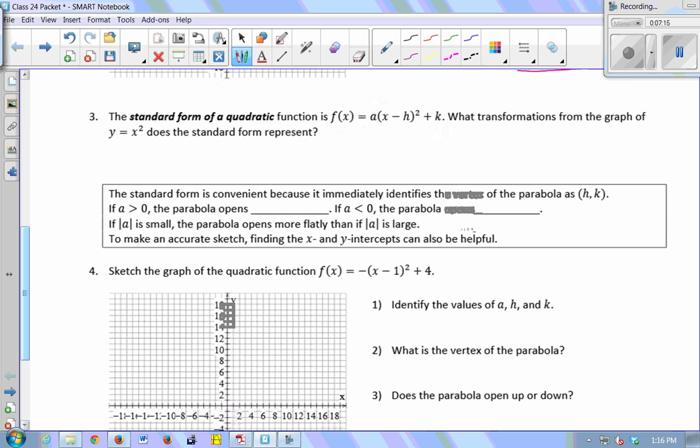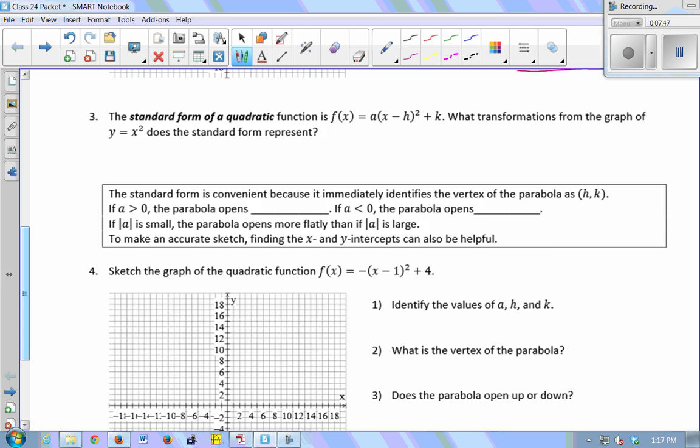This is called the standard form of a quadratic equation. We just did an example of looking at one. A times x minus h squared plus k. What transformations from the graph of x squared does this standard form represent? Yep. There is a vertical and a horizontal shift and a stretch or shrink depending on the value of a, right? Vertical stretch or shrink.